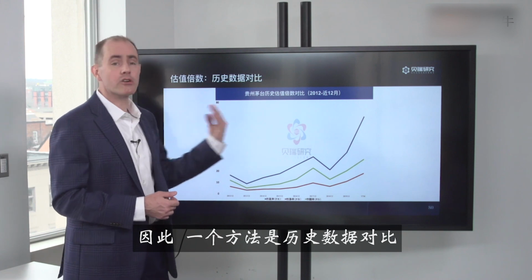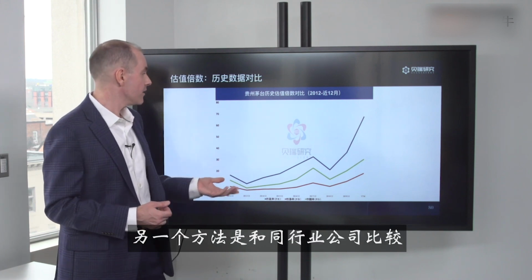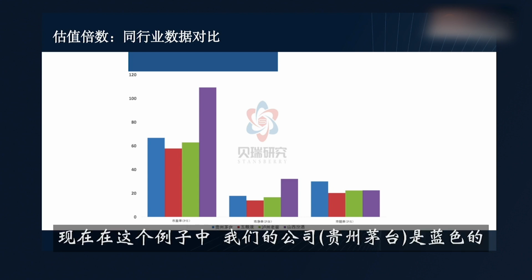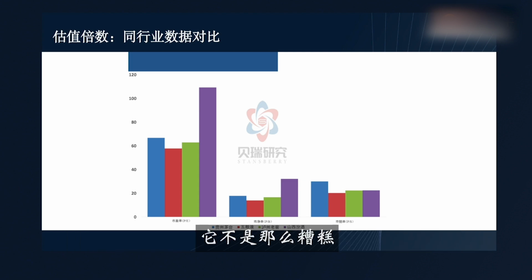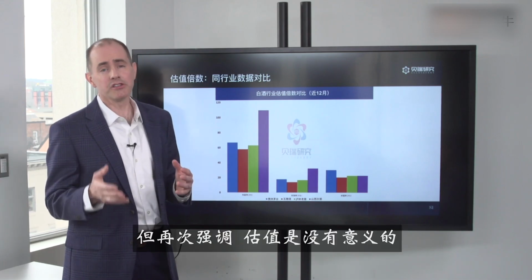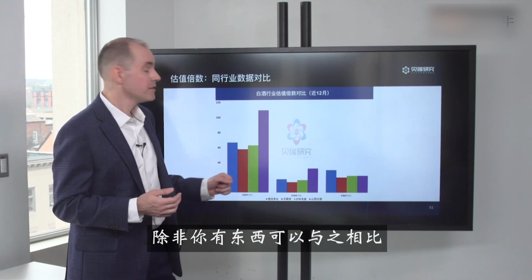So comparing across time is one way, and the other way is comparing across a company's peers and seeing how they look. In this case, our guy is in blue, so it's not so bad, maybe on the slightly more expensive end of the spectrum. But again, valuation is meaningless unless you have something to compare it to.